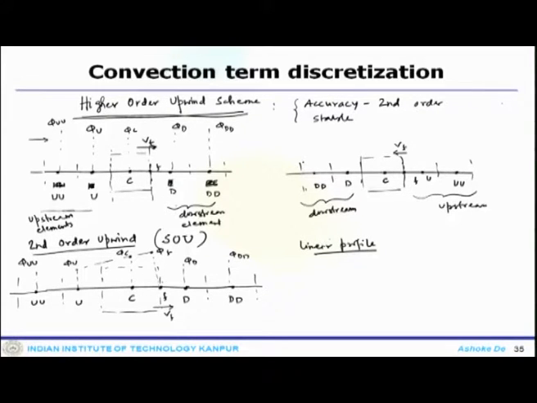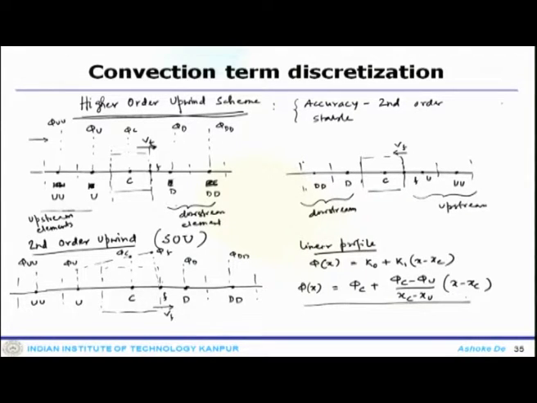The system you can define as phi x equals k naught plus k 1 into x minus x c, because the whole idea is to find out the face value at these faces, fitting it to the nodal values x c, x u and all these. One can write that phi x equals phi c plus phi c minus phi u divided by x c minus x u into x minus x c. So, that is how you define this system.